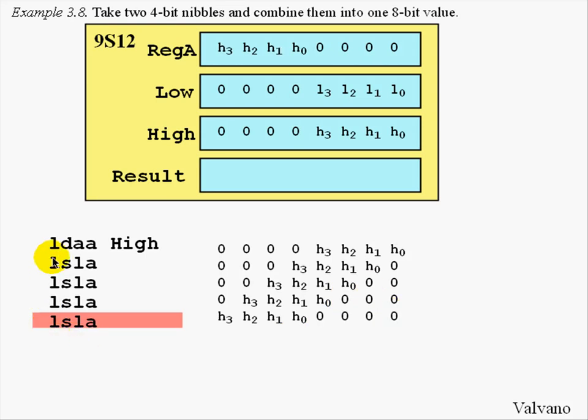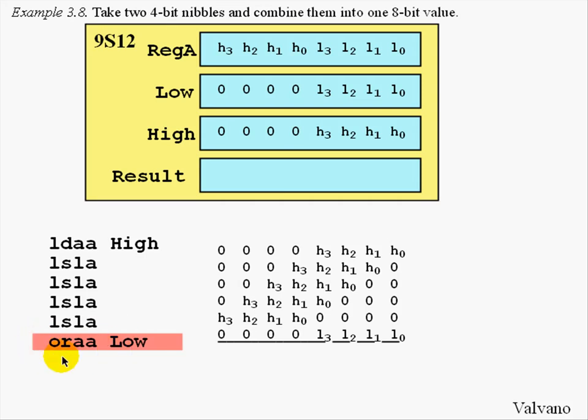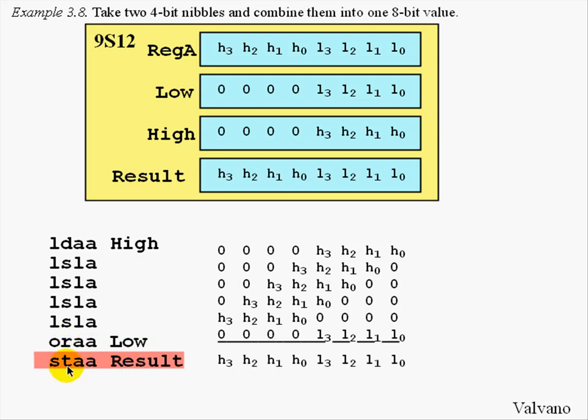After executing the fourth shift, we see we have successfully manipulated the first nibble into the most significant bits of this 8-bit register. We use the OR instruction to combine the two nibbles into one 8-bit byte. And lastly, we store the result back into the variable.